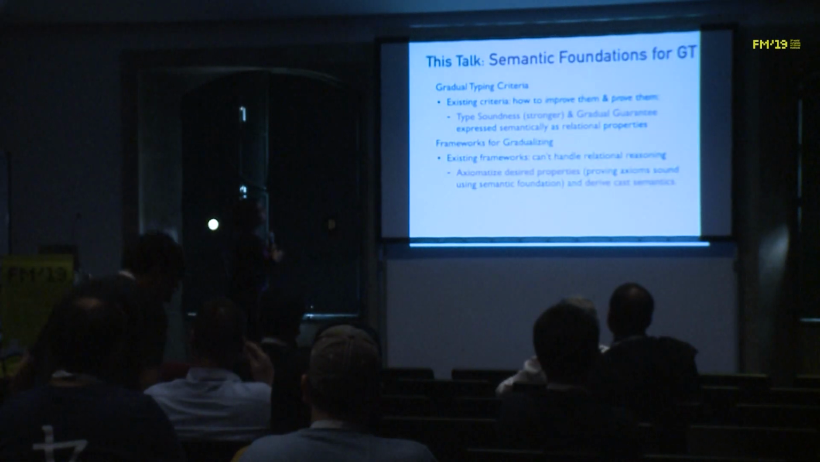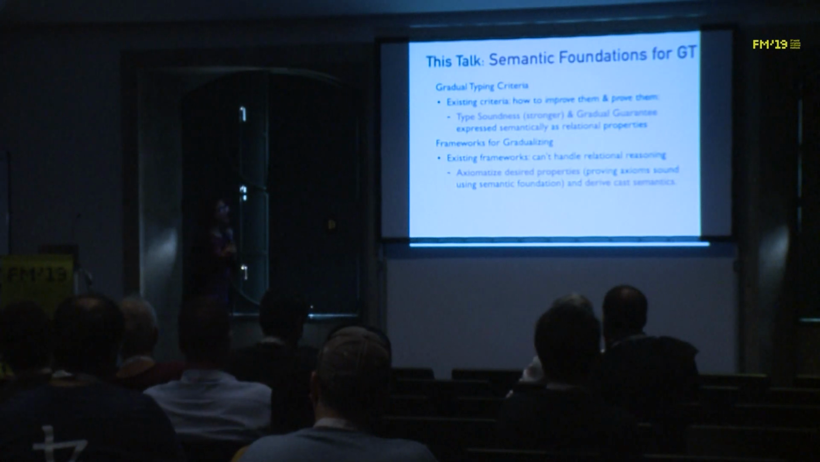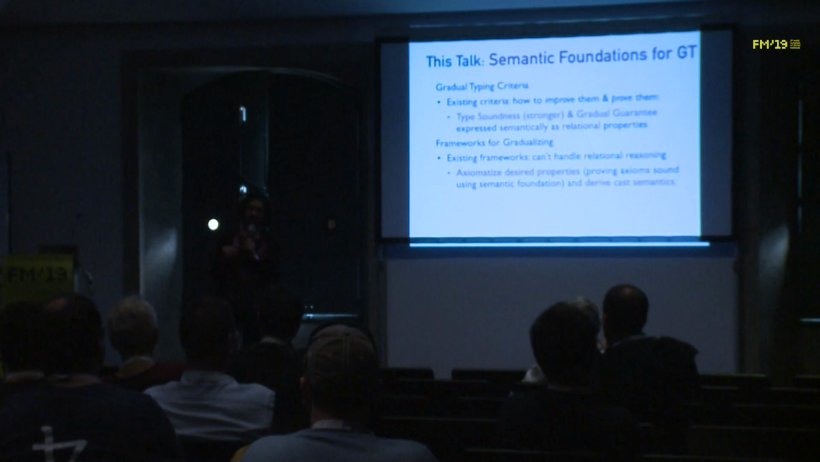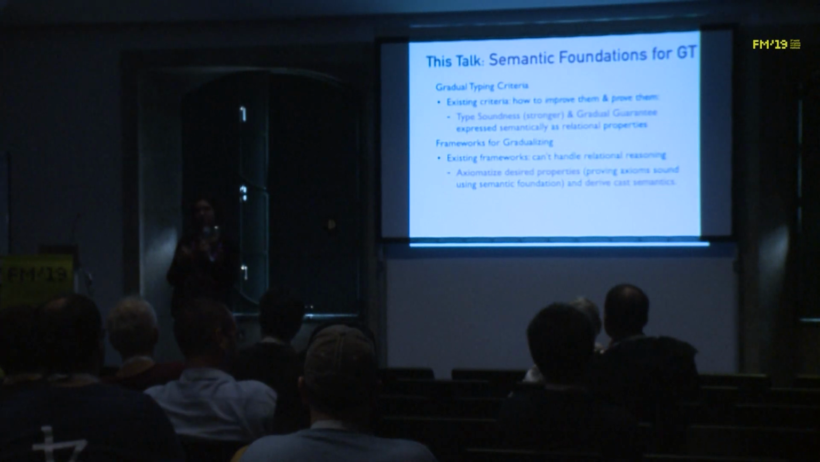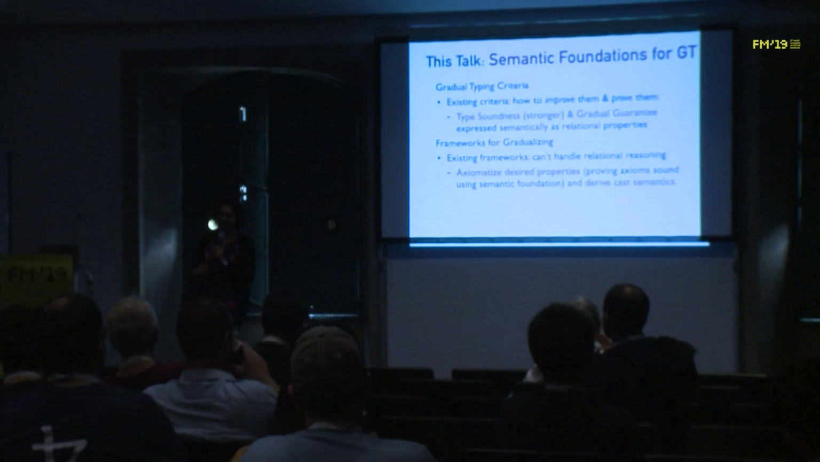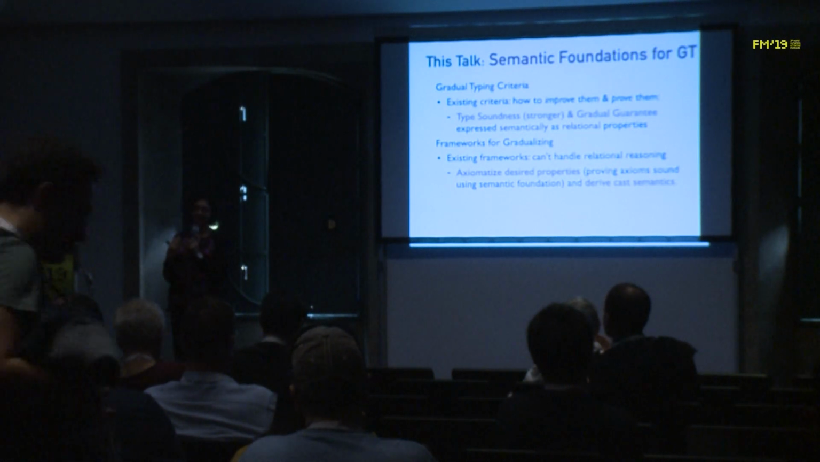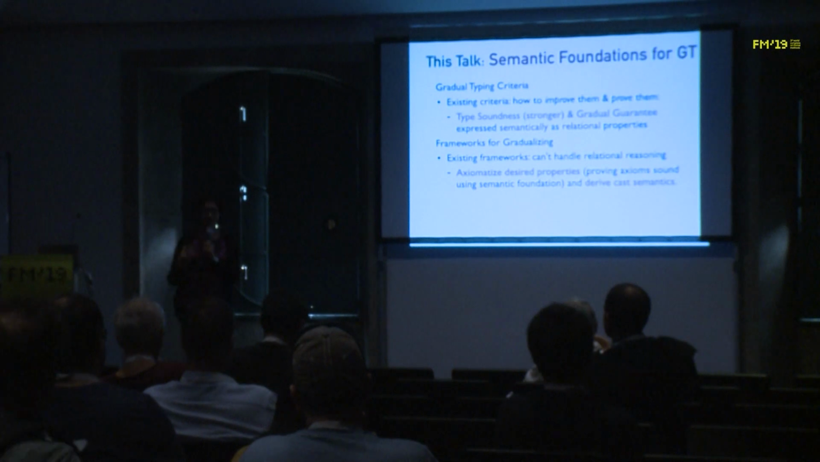Then there's this question of frameworks for gradualizing. The primary weakness of existing frameworks like AGT and the Gradualizer is that they don't seem to scale to languages where you want any kind of relational reasoning. In particular, AGT, for instance, has been applied to taking languages which should satisfy parametricity, a relational property, and it's been applied to a gradually typed language with secure information flow.